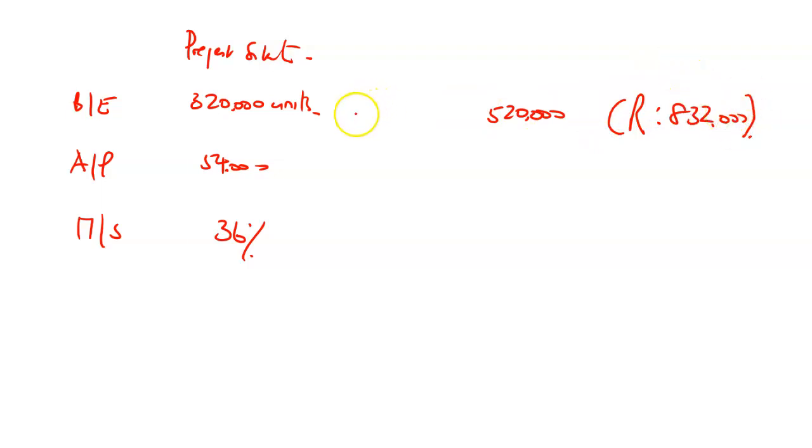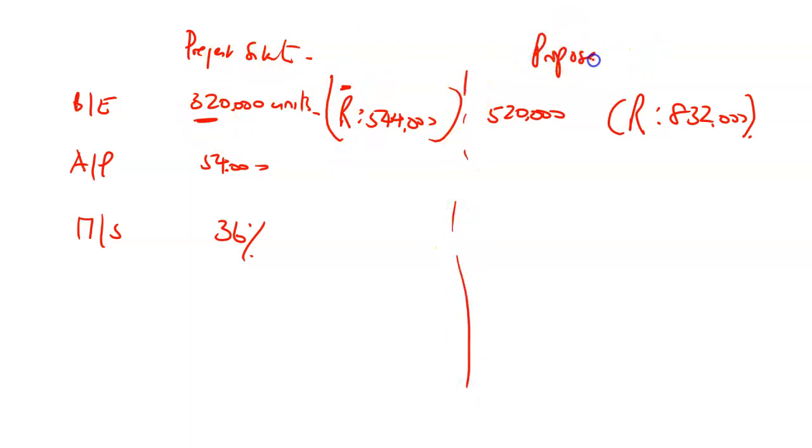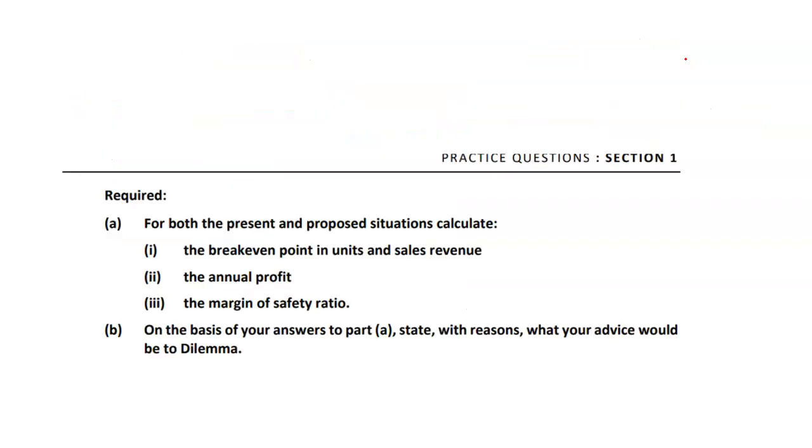832,000. The break-even revenue here was 320,000 times 1.7, wasn't it? And this, I'll just write here revenue 544,000. Remember the break-even revenue. This is break-even units. This was the present situation. This is the proposed. This is the proposed situation. Okay. Right.